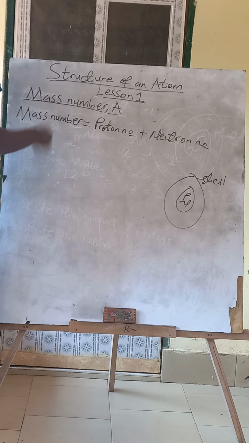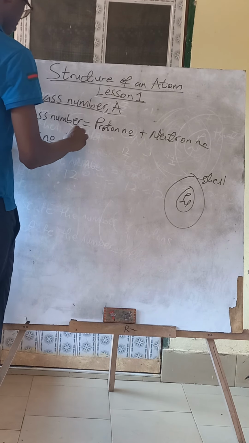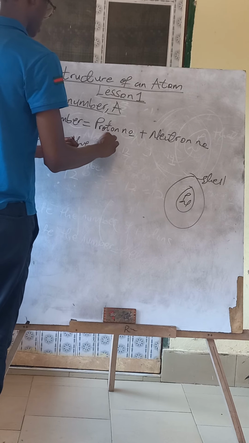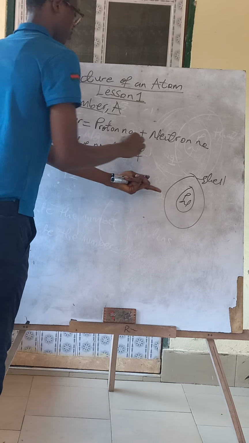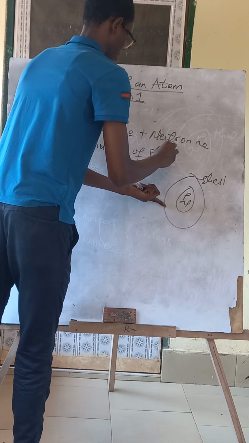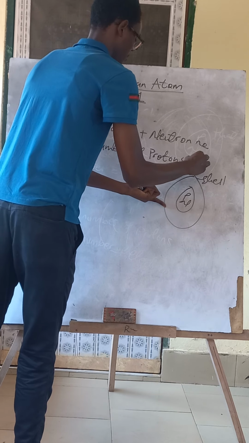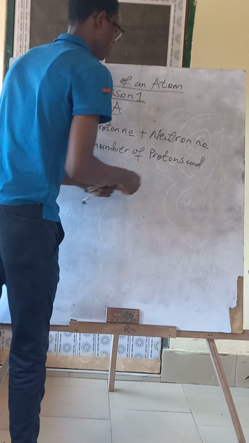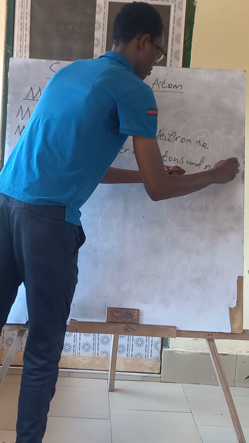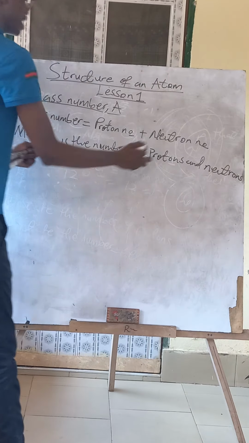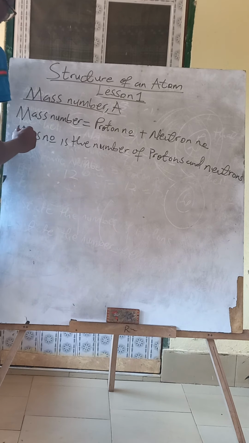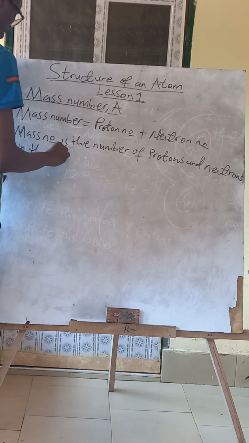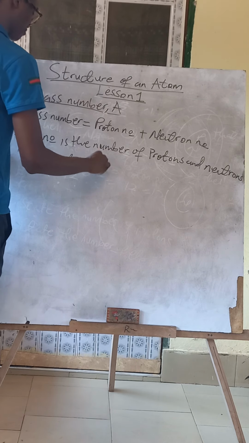So let us define it in English. Mass number is the number of protons and the number of neutrons. The "and" means addition. It is the number of protons and neutrons, and these two components are located inside the nucleus of an atom.